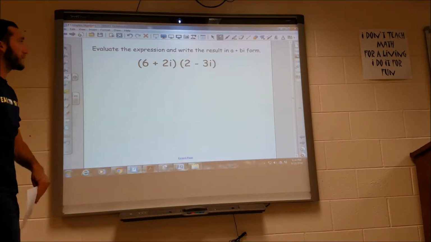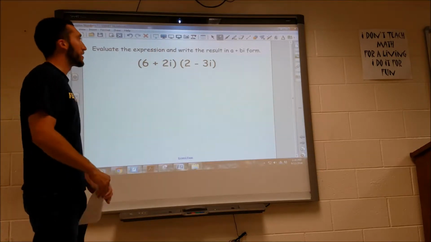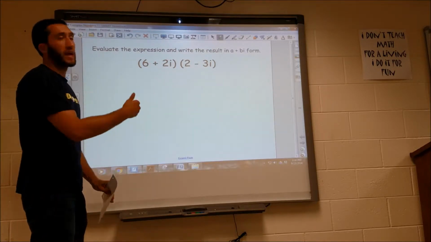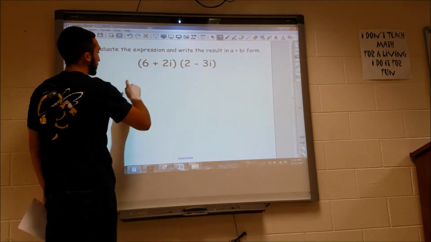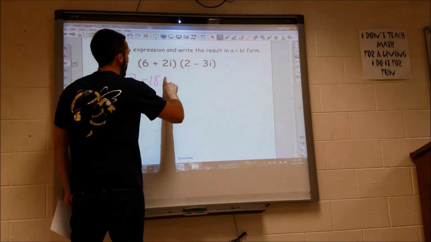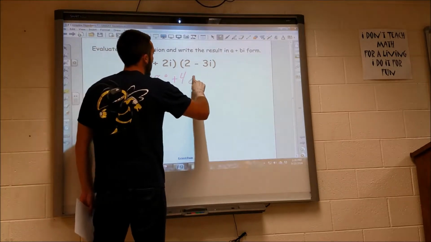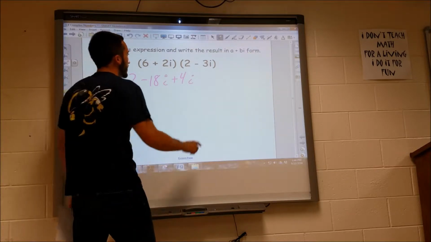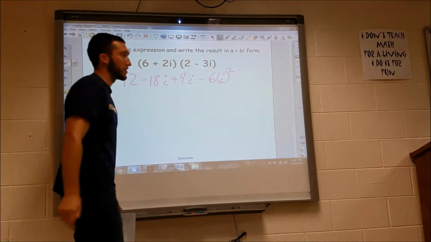Okay? Next complex number. Now they have us multiplying complex numbers together. So we're going to FOIL it, we're going to distribute it the same way we always would, but we're just going to have imaginary parts to our answer. So as I FOIL, I get 6 times 2, 12. 6 times negative 3i, negative 18i. 2i times 2, positive 4i. And then 2i times a negative 3i gives me a negative 6i squared. Right? That i is squared.